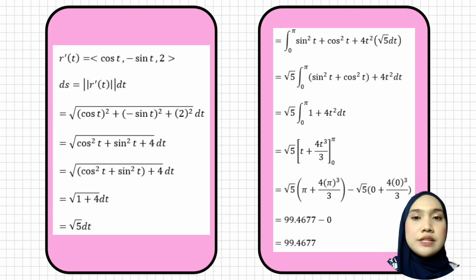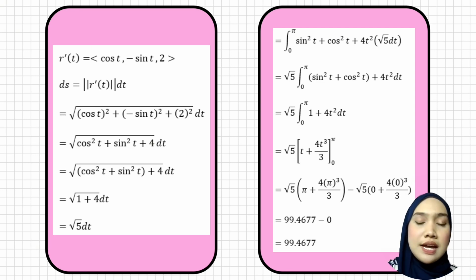So how to solve case study 1? First, we have to find r prime of t, and we get (cos t, negative sin t, 2). And then we find the magnitude of r prime of t, which is the ds, and we get square root of 5 dt.